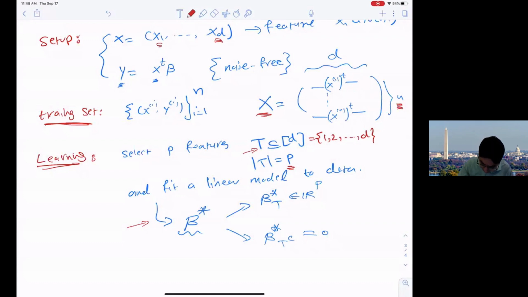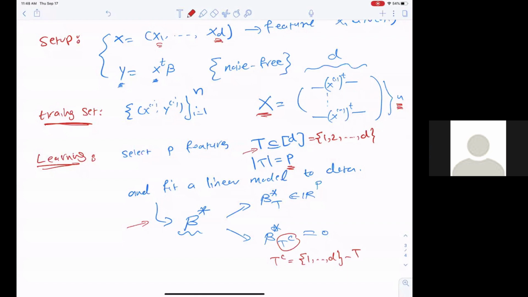Oh, what is C? Oh, good point. So this is the complement. T^C is basically 1 to D minus T. These are the features that I haven't used. Good point. You are awake.